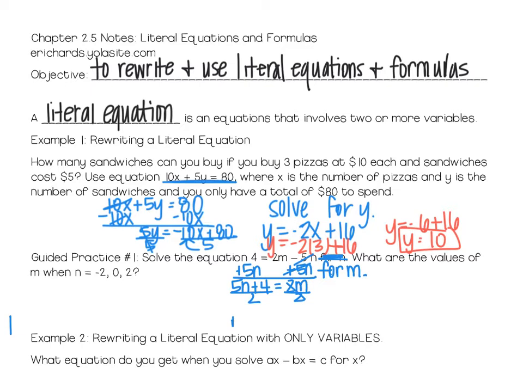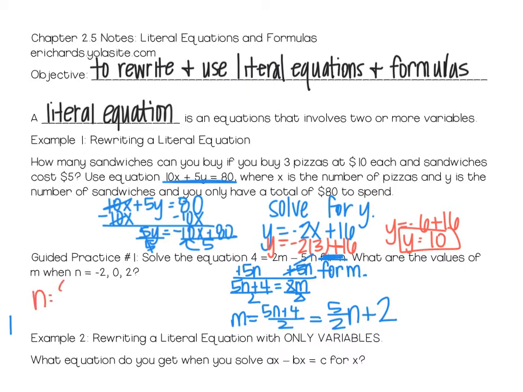And you can either leave it like 5n plus 4 over 2, or you can rewrite 5/2 n plus 4 divided by 2, which is 2. Both of them are the right answer. And then I need you to take what n equals here, negative 2, 0, and 2, and plug each number in and give me 3 numbers that you get out. Pause the video and do that, and I'll give you the answer in just a second.